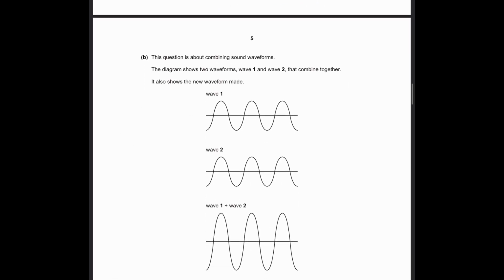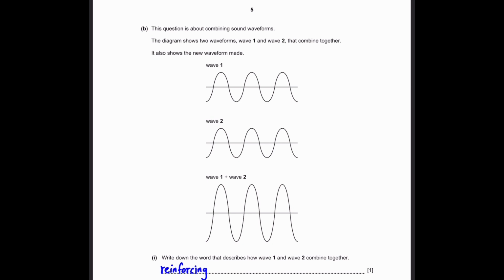This question is about combining sound waveforms. The diagram shows 2 waveforms, wave 1 and wave 2, that combine together. It also shows the new waveform made, which is wave 1 plus wave 2 over here. 1. Write down the word that describes how wave 1 and wave 2 combine together.